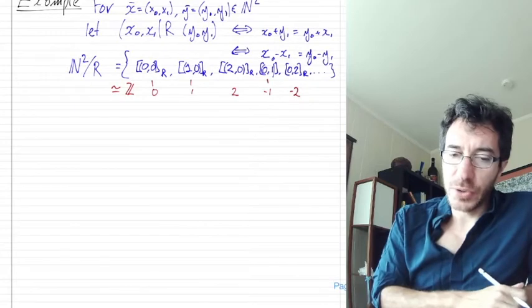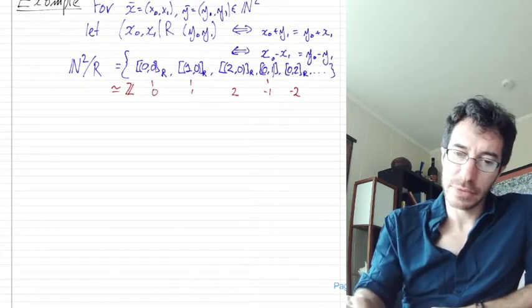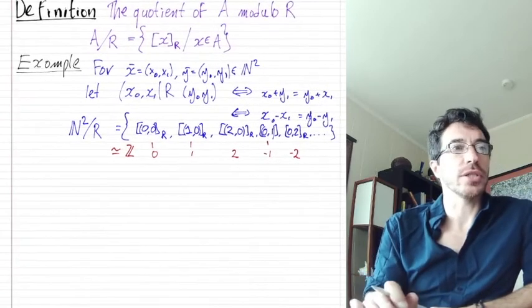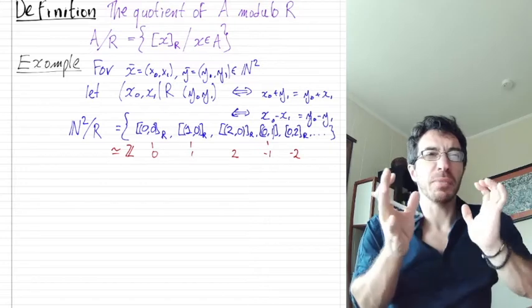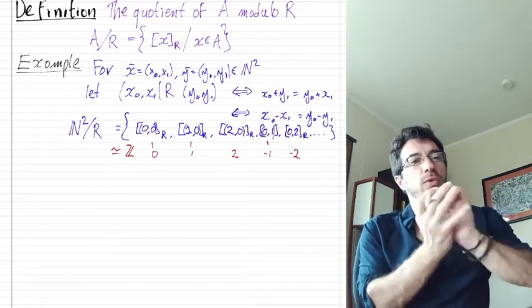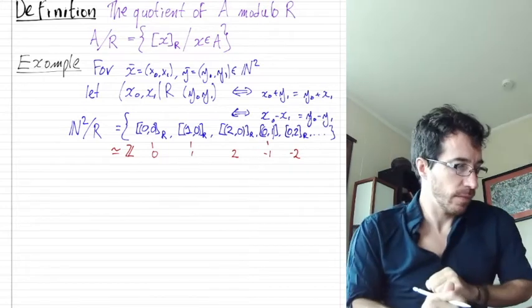Okay, so that's how we use equivalence relations and quotients. We have an equivalence relation, and we want to make the things that are equivalent equal. So we consider the quotient, and in there, things that are equivalent become equal.